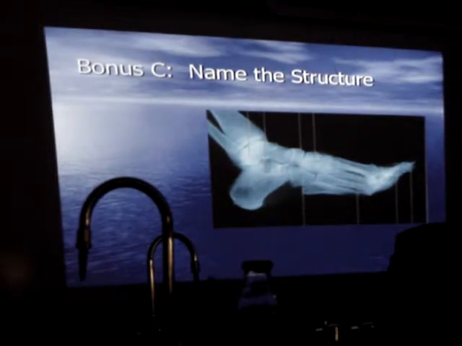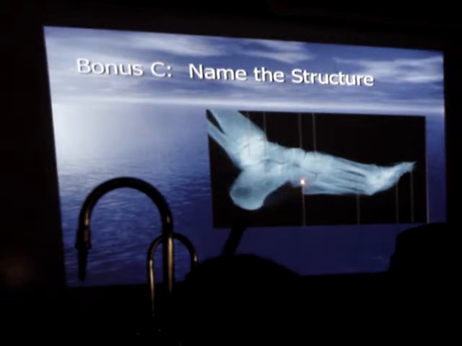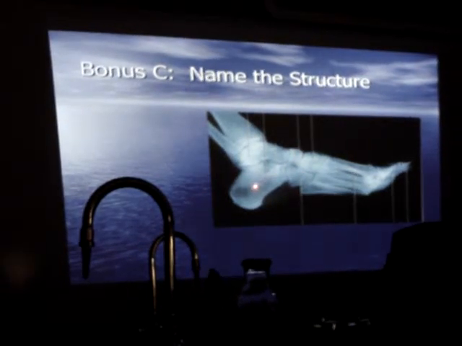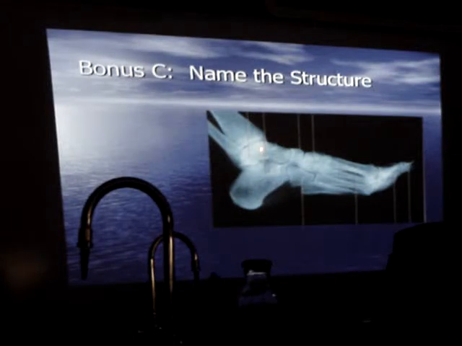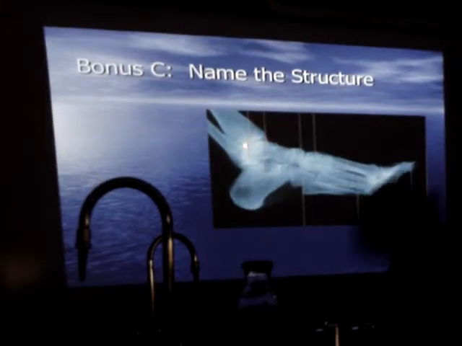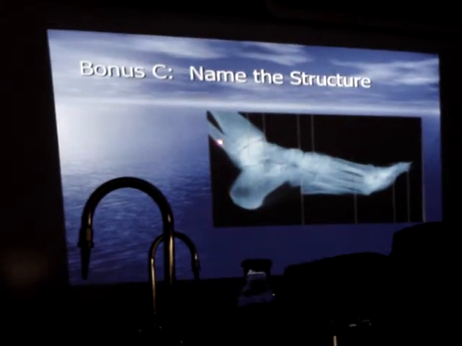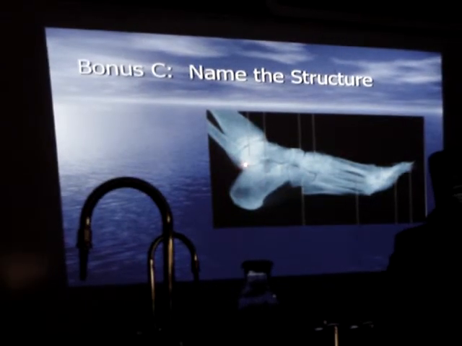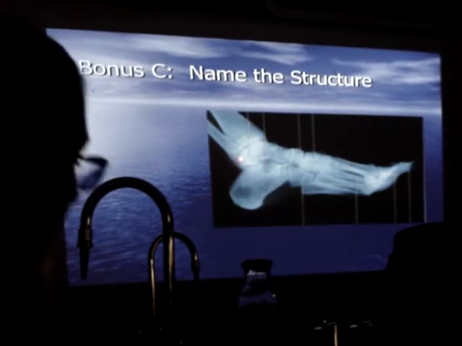Nice image here, looks just like a radiograph, that's all it is. And we see cuboid and navicular, calcaneus, talus, and there's the tibio-talar articulation, and the distal fibula, which is the lateral malleolus.